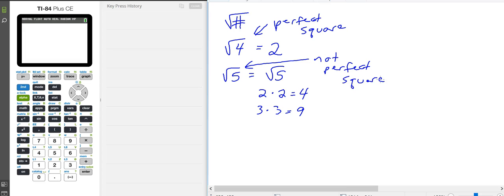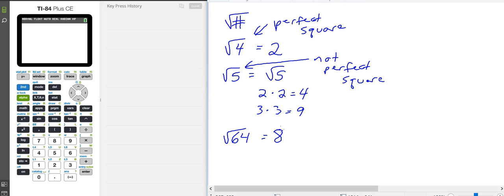Now, let's say you have a bigger number. Let's say you have the square root of 64. Either you'll be able to think about it offhand and realize that 8 times 8 is 64, so the square root of 64 is 8. Let's say you didn't know that. You could solve it on your calculator.